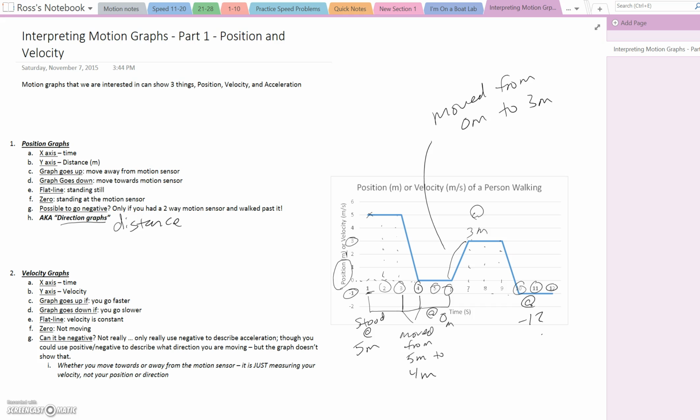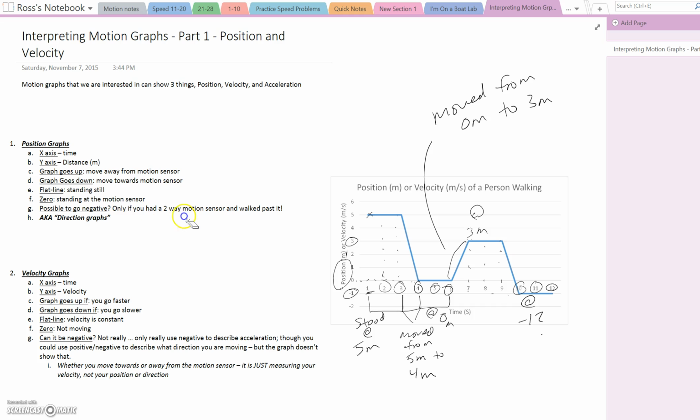So over here is kind of your cheat sheet. It says the x-axis is time, your y-axis is distance, or your position in meters. If your graph goes up, you're moving away from the motion sensor. If the graph goes down, you're moving towards the motion sensor. Right here, we're moving from 5 meters away to 0. Here, the graph is going up. We're moving away from 0 to 3. Flat line means you're standing still. 0 is standing at the motion sensor, right? So right here, you're standing right against the motion sensor. And then you can go negative only if you had a two-way motion sensor and walked past it.